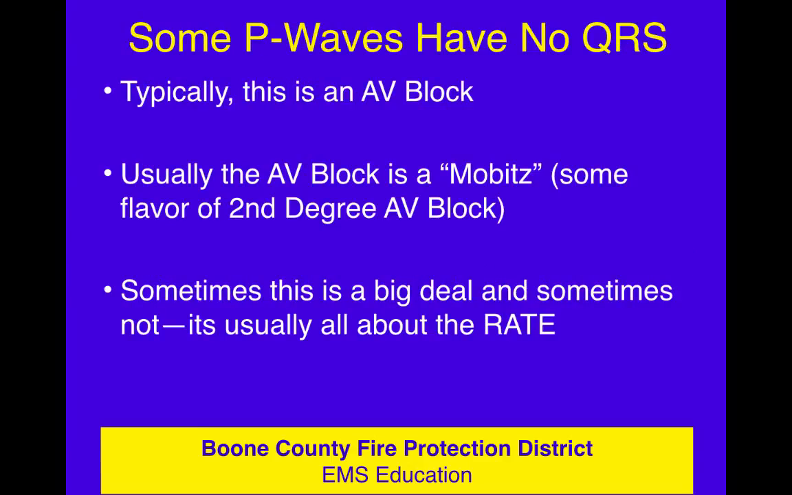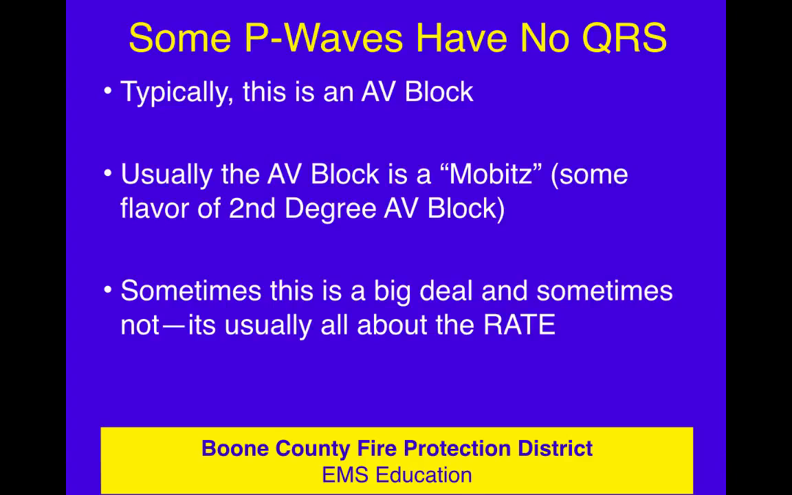Some P waves have no QRS. Why would that be? There would be a P wave, but it didn't generate a QRS. That means the AV node ate it. Typically, this is a second degree AV block, a Mobitz 1 or a Mobitz 2, and what I just said was a foreign language probably at this point, and that's fine.